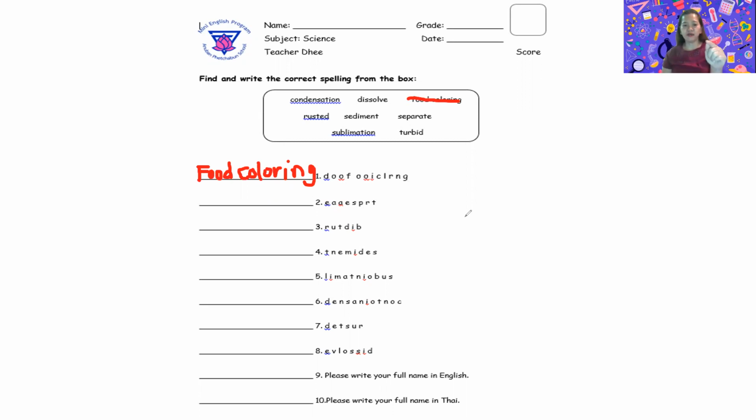And so you'll continue from number 2 to number 8. And for number 9, I want you to write your full name in English. And on number 10, please write your full name in Thai. Understand? So that's it for today, and we will continue next time more about science. I'll leave you with your worksheet. Don't forget to finish your worksheet.